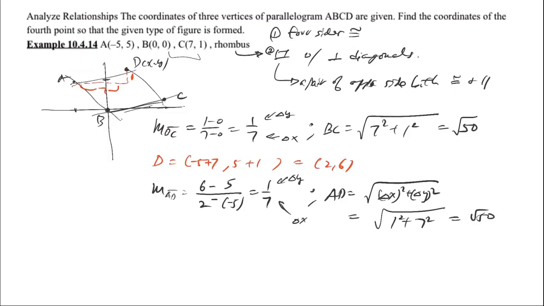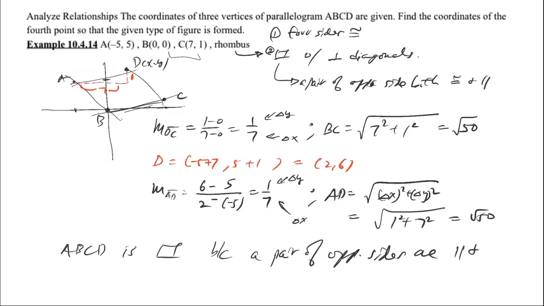So now I could claim that ABCD is a parallelogram. If you want to go further, you could say because a pair of opposite sides are parallel and congruent. And that's all we've got to do. But we're not quite done yet, because we're actually looking to show that this is a rhombus, right?